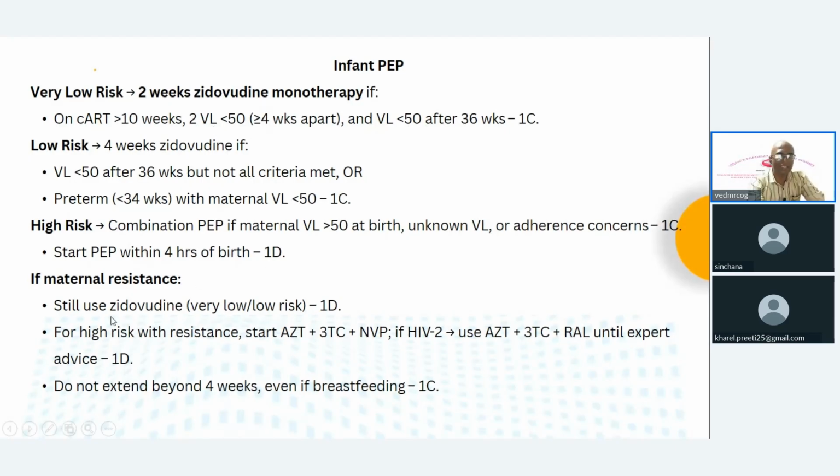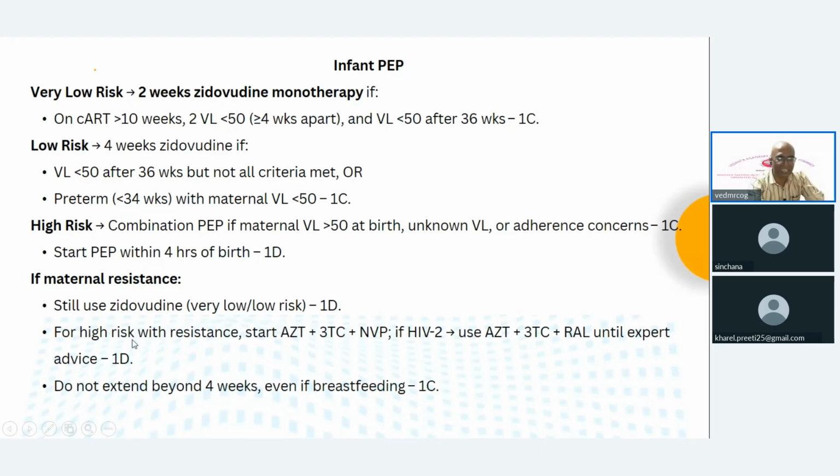Now, if the mother is having resistance, in that particular case, still zidovudine monotherapy is given to the baby. Okay, very low and low risk. Here we are giving zidovudine monotherapy, and there is resistance to zidovudine in the mother, but still for the baby you give very low or low risk category zidovudine. Is it clear to you? In spite of maternal resistance, it is indicated for the baby, provided the baby is either low risk or very low risk.